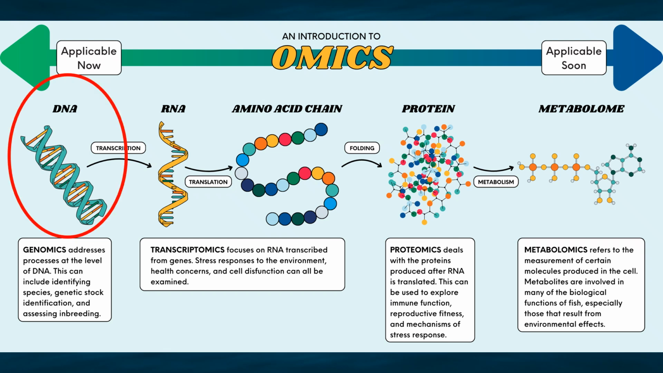Genomics is especially useful in fisheries and conservation because it can help identify species, reveal population structure, and address a wide range of stock-related questions. These insights are critical for understanding how fish populations are connected, how they're changing over time, and how best to manage them sustainably.